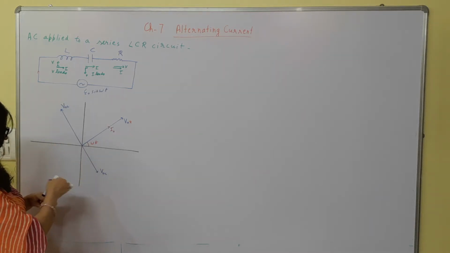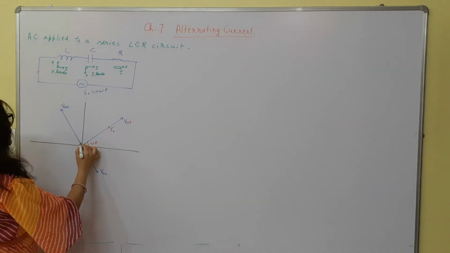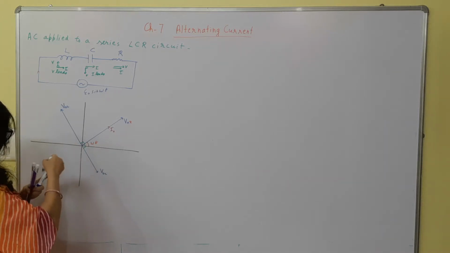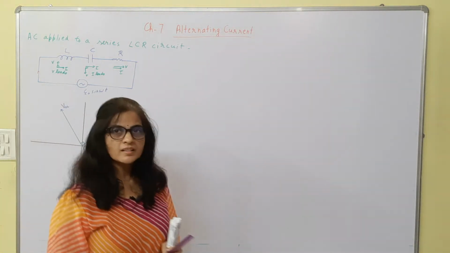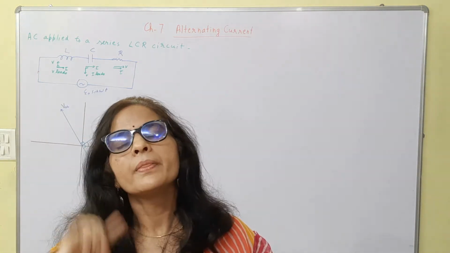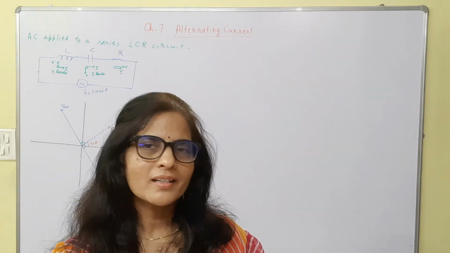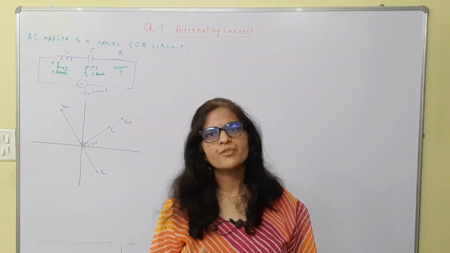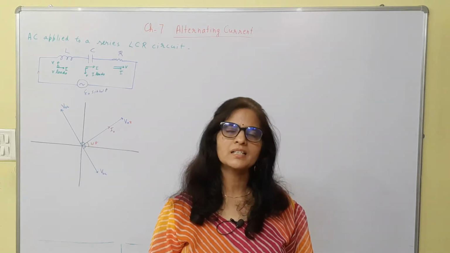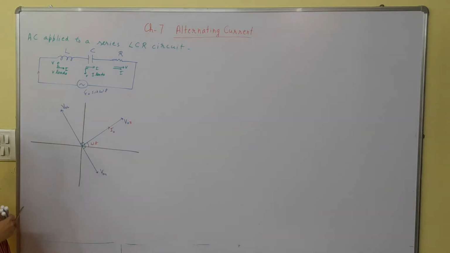Now, this is 90 degree and this is also 90 degree. We'll use vector laws here to find the resultant voltage, because here the phase difference between the voltage and current for inductor is pi by 2, where the voltage leads the current, and for capacitor the phase difference between voltage and current is pi by 2, but here the current leads the voltage in capacitor. So that's why we need to use the vector laws to find the resultant.